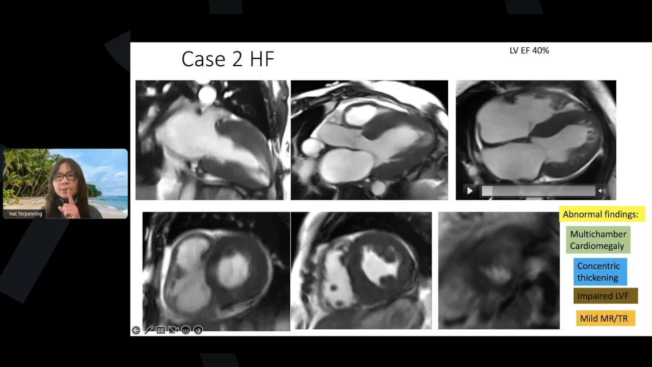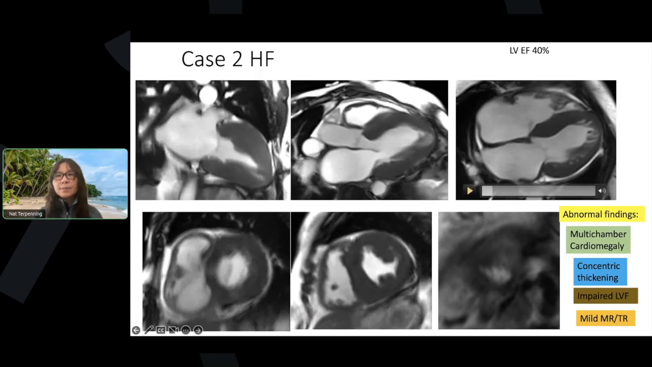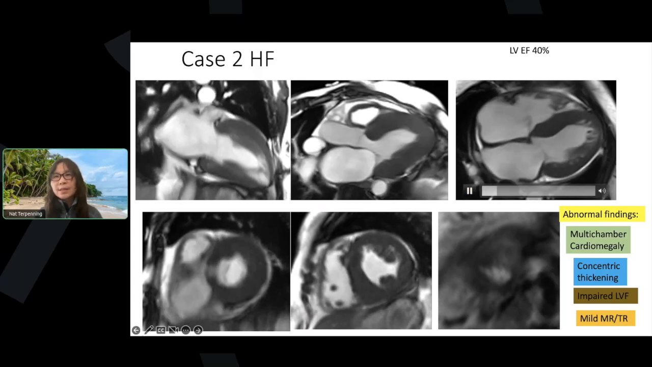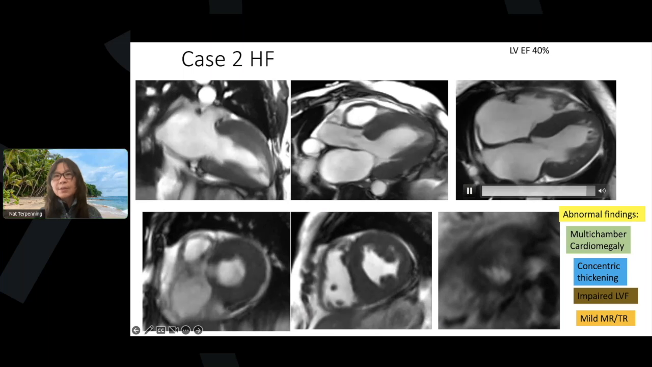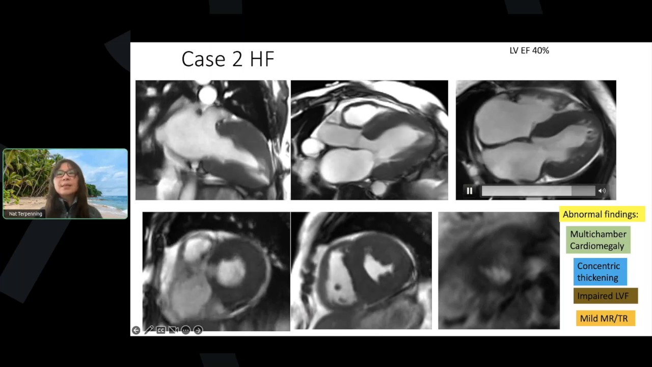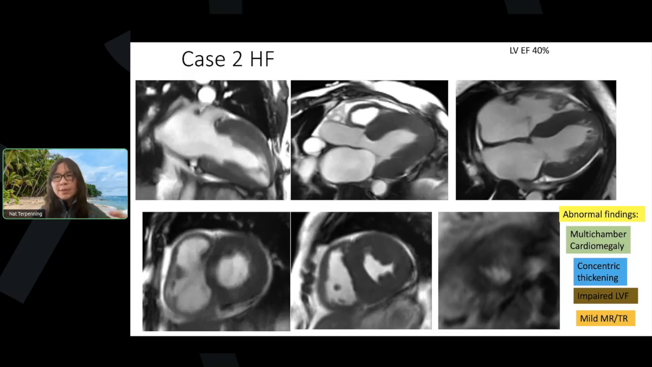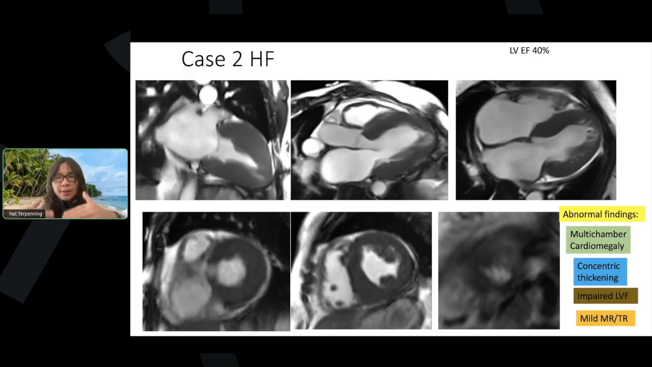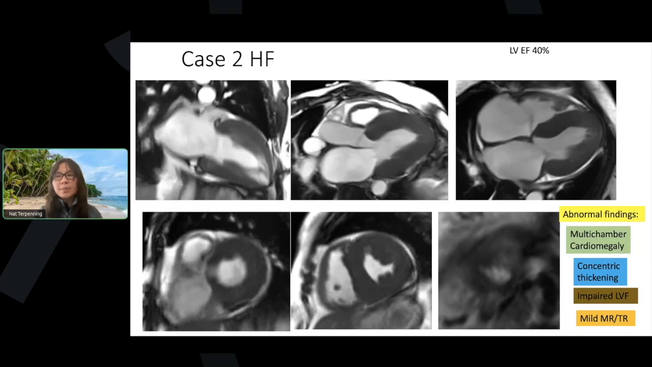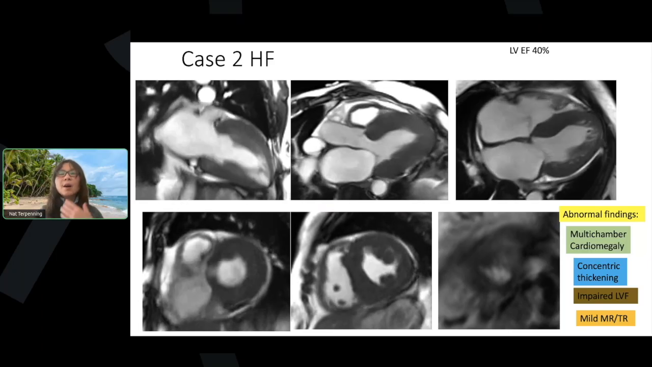What else? This one will show you. So we have a little bit of regurgitation of the mitral valve and of the tricuspid valve. One thing that can cause this regurgitation is when the heart is big, the annulus of the mitral and tricuspid valve is pulled apart, so the valve cannot cover the entire area that it is used to, so it has a little bit of regurgitation because the heart is just so big.